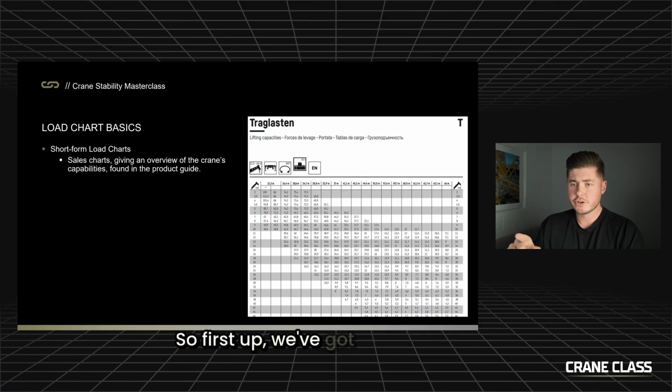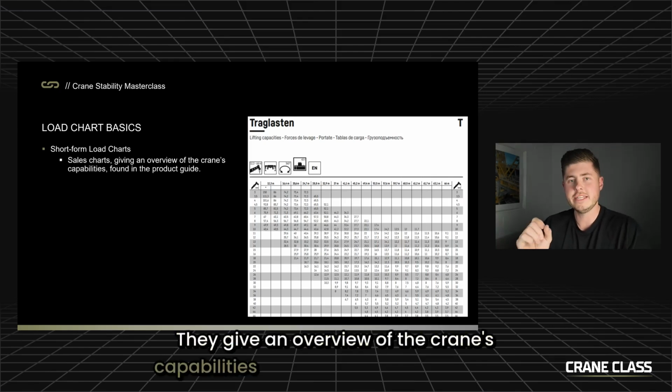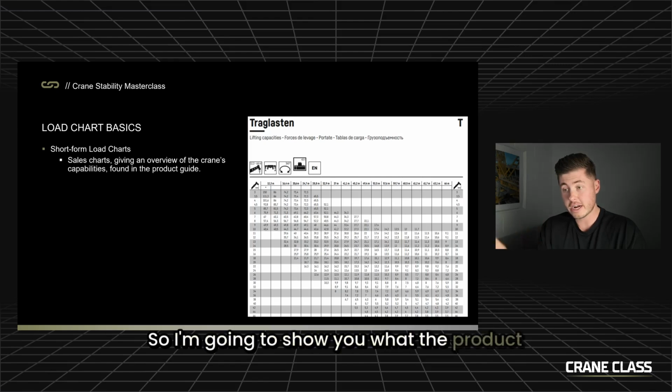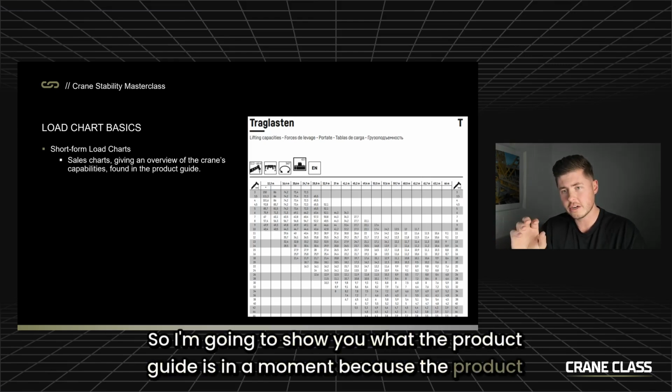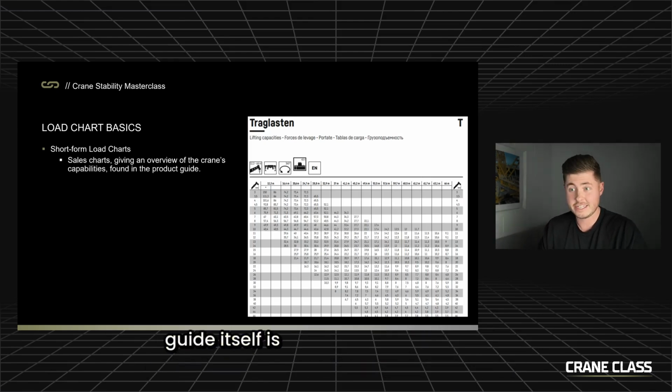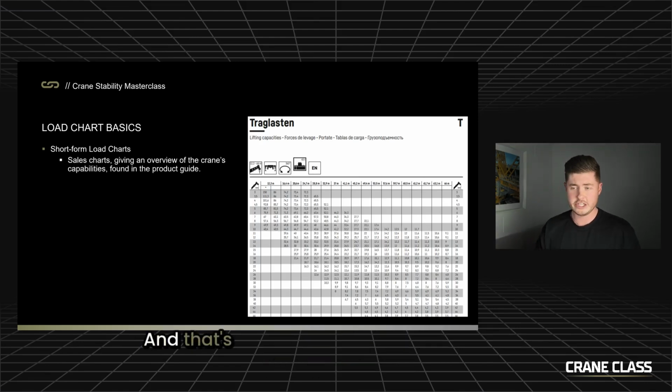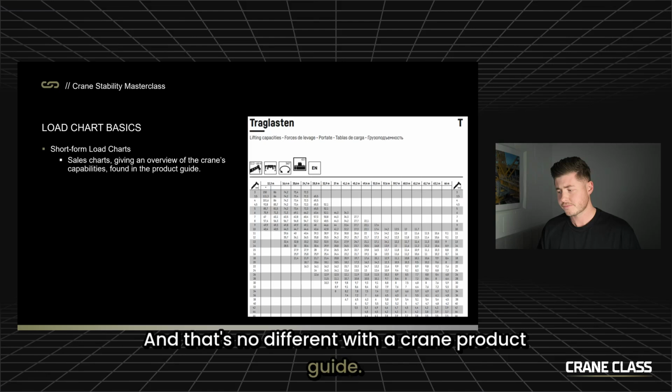So first up, we've got short form load charts. These are essentially a sales chart. They give an overview of the crane's capabilities and they can be found in the product guide. I'm going to show you what the product guide is in a moment, because the product guide itself is essentially a sales guide. It's like if you're going to buy a car, it's the brochure. It gives you all the specs, all the information of that machine. And that's no different with a crane product guide.